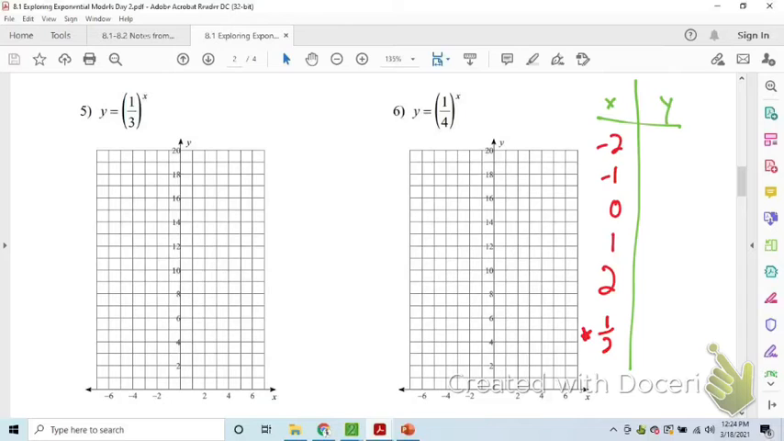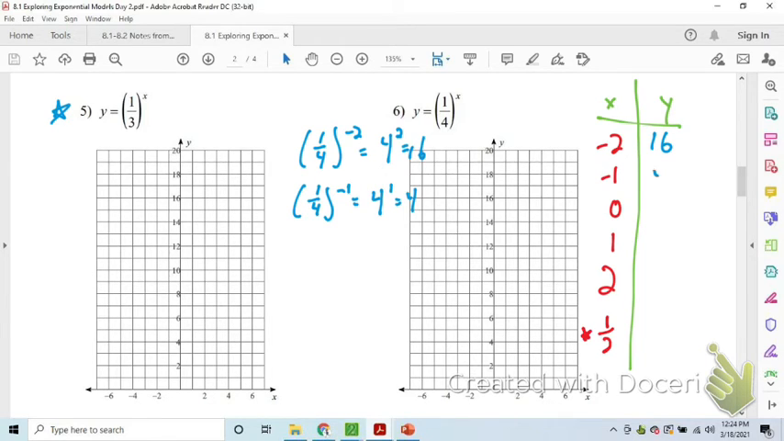All right, last one I'm doing today for you, but you're still responsible for number 5, is number 6. So here we go. We have 1/4, and we're starting by plugging in -2 to it. So we first switch it, we get 4 over 1. Now square that, and we get 16. So 16 right there. Then we're going to have 1/4 to the -1st power, which would just be 4 to the 1, which is 4.